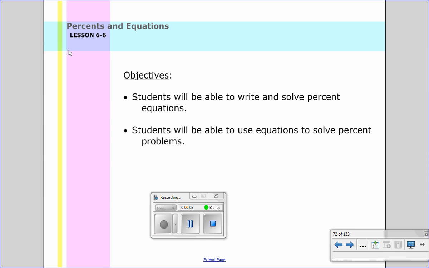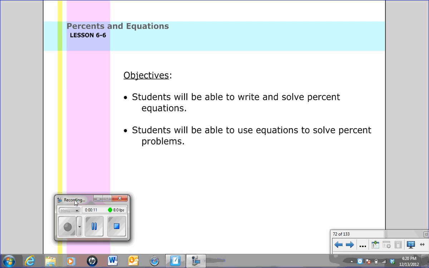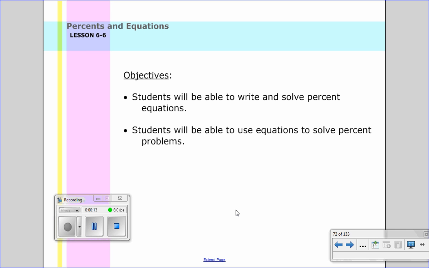Hello, 7th grade, and welcome to Lesson 6-6 on percents and equations. In tonight's lesson, we're going to be able to write and solve percent equations, and you're also going to be able to use equations to solve percent problems. So we're going to go ahead and get started.